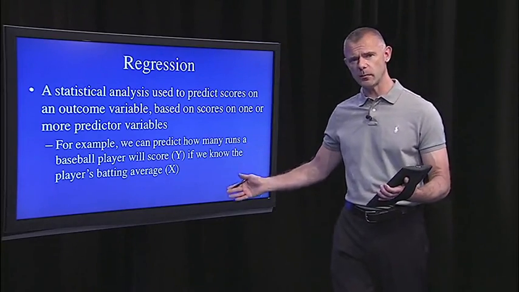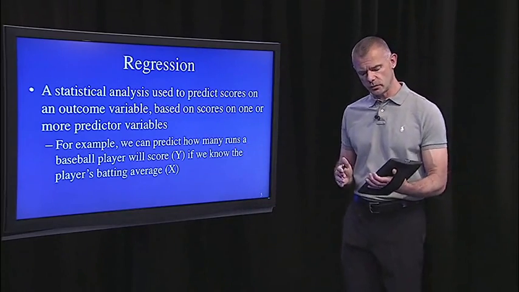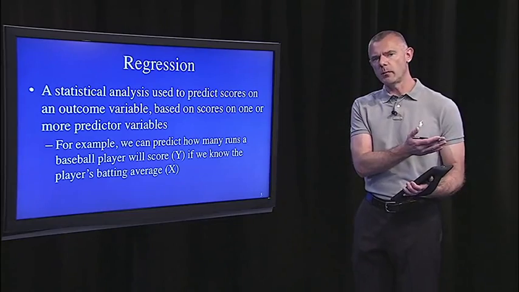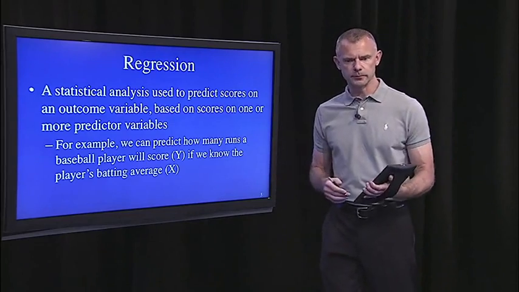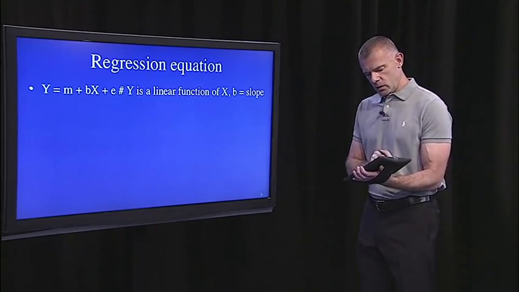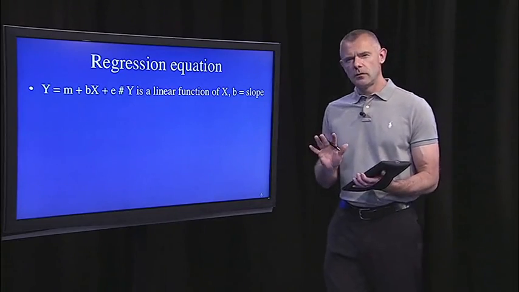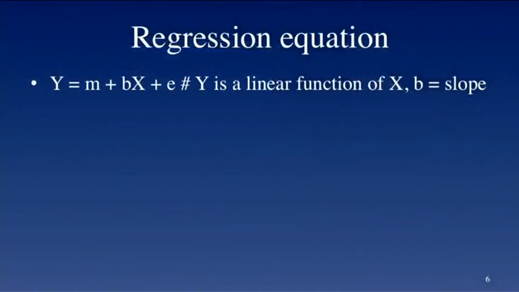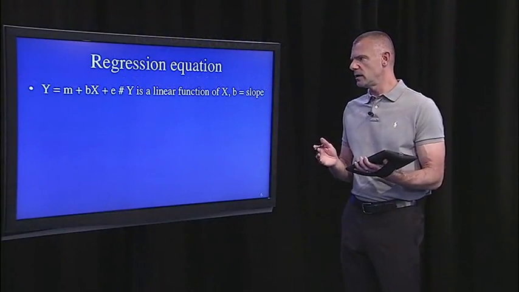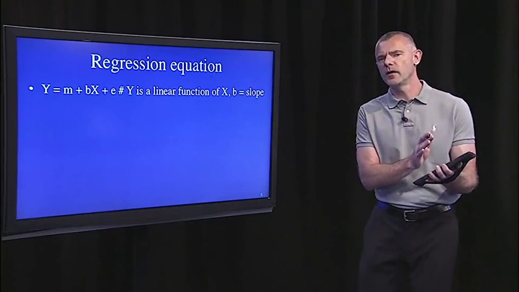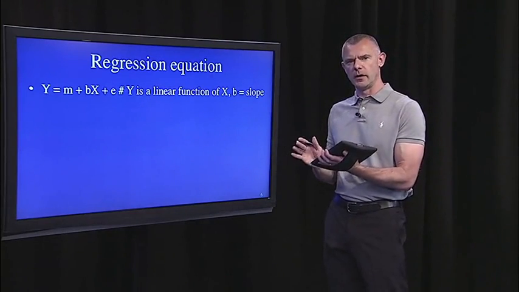To go back to the baseball example, in correlation, we could predict how many runs a baseball player would score, that was our y variable, based on their batting average. The first thing to understand is the regression equation and the different components of the regression equation. And first, let me just be clear about terminology. In this segment and in this part of the course, I'll typically refer to y as the outcome variable and x as a predictor variable.